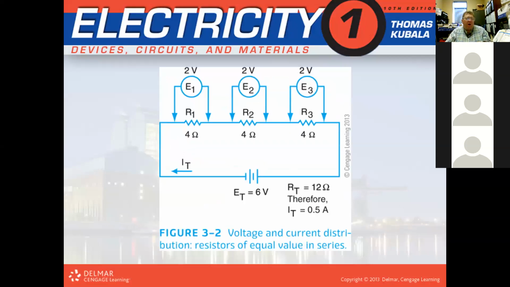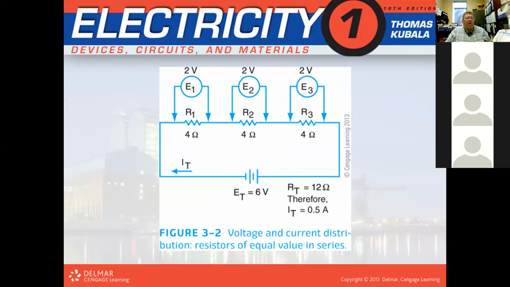When you have a power supply of 6 volts, they show 2 volts being dropped across each one. And to calculate the total current, here's how you do it. You add up the resistors. The resistors add directly in series, so it will be 4 ohms plus 4 ohms plus 4 ohms, which will give you a total of 12 ohms. So our total is 12 ohms.